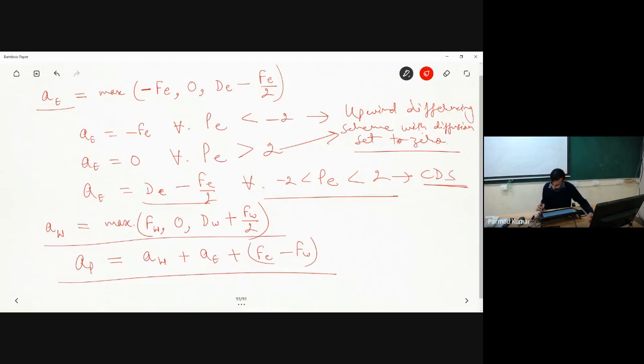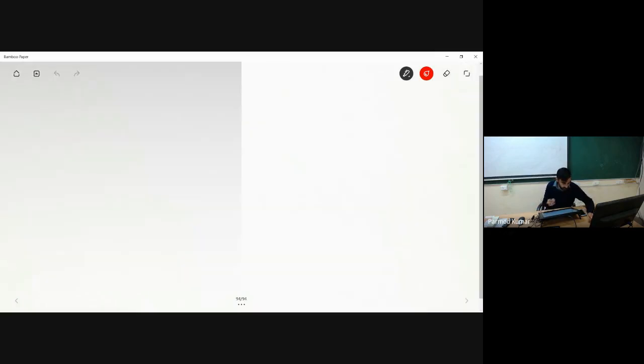Okay, now let me start with another scheme, which is known as the power law scheme. Before this, let me give you a few more details about the hybrid differencing scheme. This particular scheme was developed by Spalding in 1972.